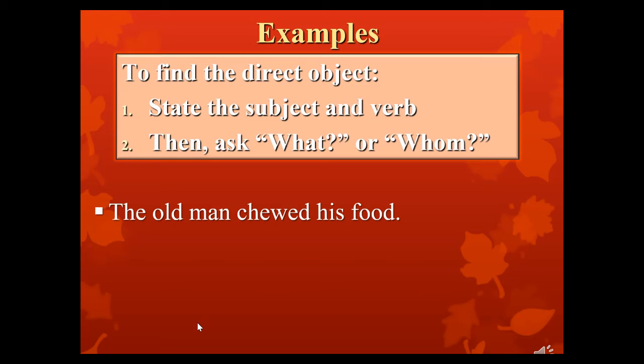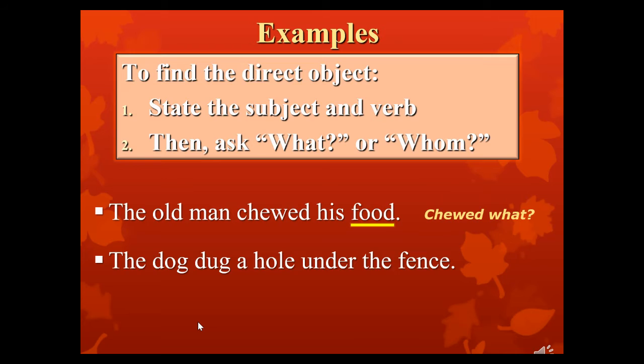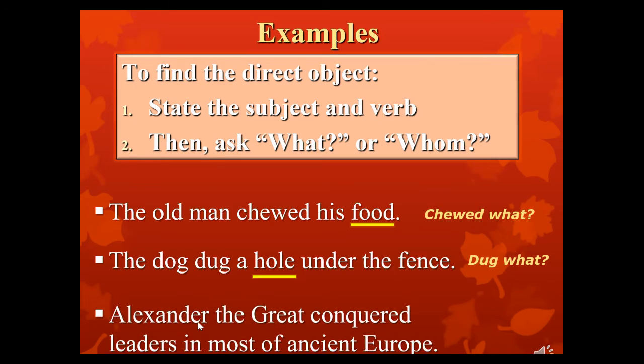The old man chewed his food. My subject is man. Simple subject is one word because it's not a proper noun. What did he do? Chewed. Now to find the direct object, I say, man chewed what? And the answer to that is food. Food is a direct object. The dog dug a hole under the fence. Subject is dog. What did the dog do? Dug. Dog dug what? The dog dug hole. Hole is the direct object.